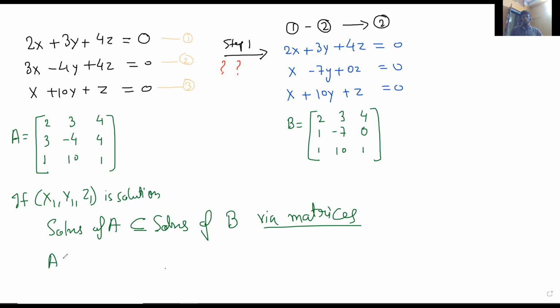So A times, and then anyone can say, it's all very simple stuff, but we're just doing it. A times x1, y1, z1 is 0. We want to show that B times x1, y1, z1 is 0.